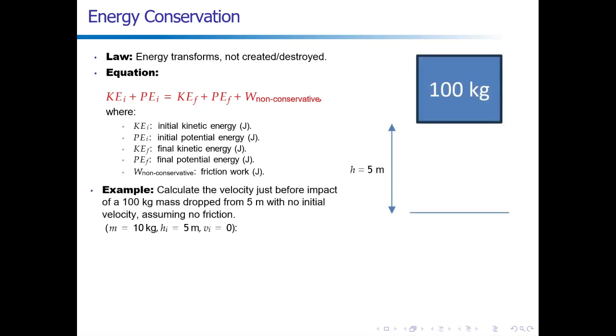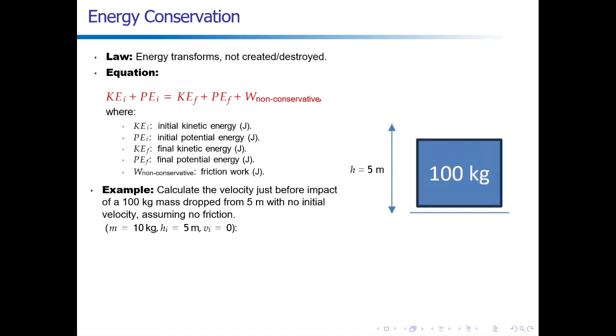Let's look at this example where a 100 kilogram object is dropped from a height of 5 meters. Let's assume it's stationary to begin with and thus has no initial velocity, and that there's no friction or air resistance as it falls. At the top, the object only has potential energy, which can be calculated through the potential energy equation, which, plugging in the mass, gravity, and height, gives us an initial potential energy of 4,905.